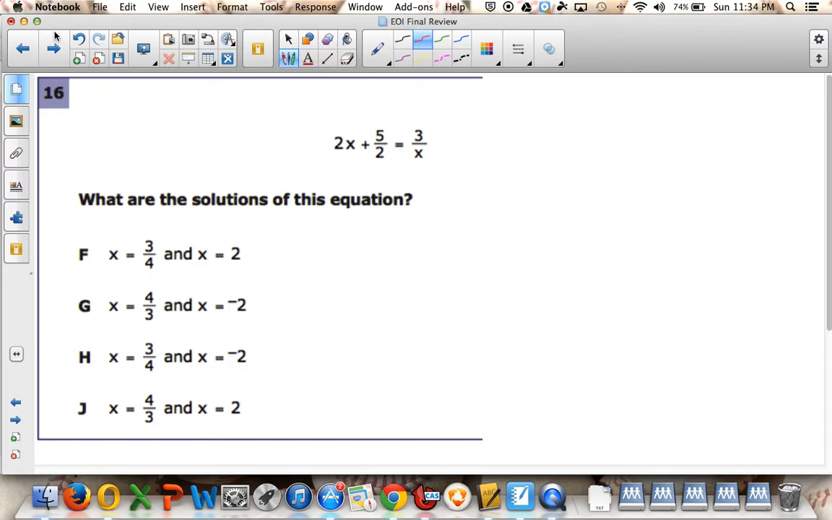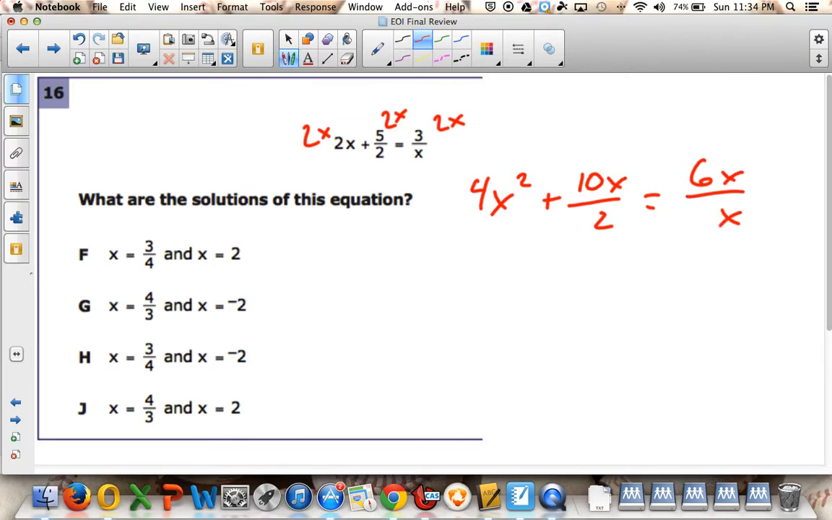What are the solutions of this equation? Right here I have fractions. I don't like to deal with fractions, so I need to find common denominators and multiply to get rid of them. I have a denominator of 2 and x. So I'm going to multiply everything by 2x to get rid of those denominators. So right here, 2x times 2x is going to be 4x squared. Then I have plus 10x over 2 set equal to 6x over x.